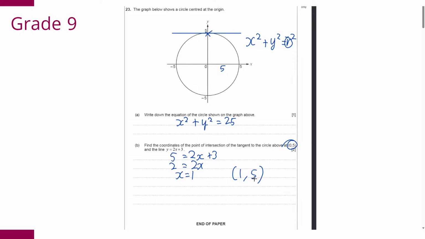Yeah, I mean, everyone makes mistakes. That's why an A star is not 100%, right? Okie dokie.